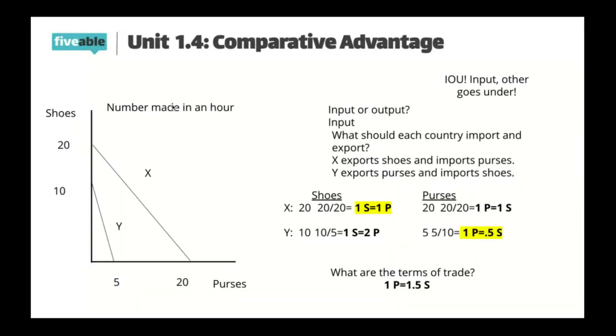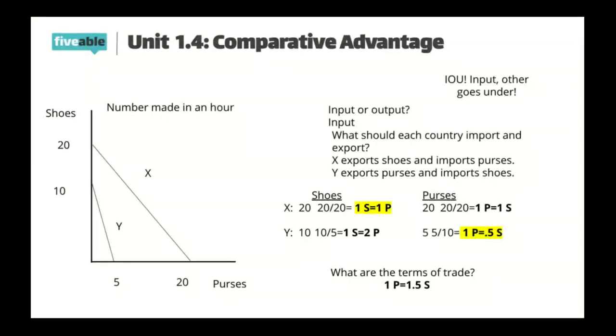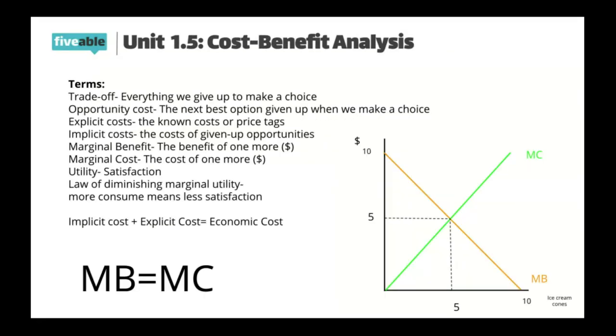So once again, with this one, I made a little mistake. By little mistake, I mean giant mistake. If it were just number made an hour, that would be output. For input, this should say hours needed to make. So hours needed to create one shoe or one purse, which would make a lot more sense for input. And the reason they're going to flip it is because we're going to see the lowest opportunity cost. All right, 1.5.